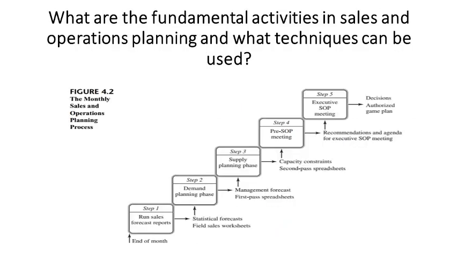Question 2 is, what are the fundamental activities in sales and operations planning and what techniques can be used? A formal process for accomplishing sales and operations planning developed by Tom Wallace is shown in Figure 4.2, see Wallace reference for additional details. Types of S&OP strategies: chase the demand, level workforce, and mixed.